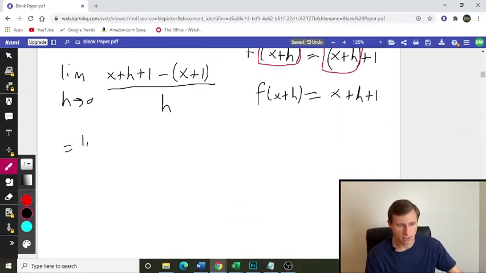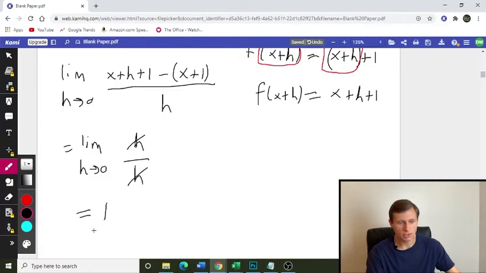We get the limit as h approaches 0 of, in the numerator, x plus h plus 1 minus x plus 1 is going to leave us just with h left. We're only left with h. Everything else cancels. In the denominator, we still have h. And we see that the h's actually cancel, and all we're left with is 1. And what does that 1 mean? Why is that significant? Because that just told us what the slope of our line is.